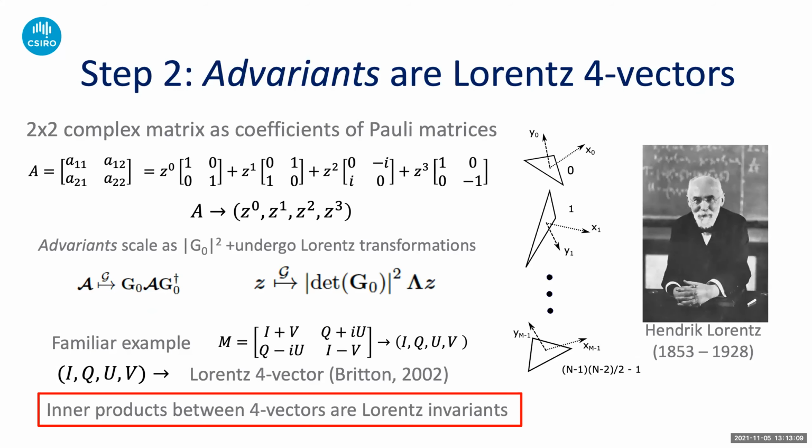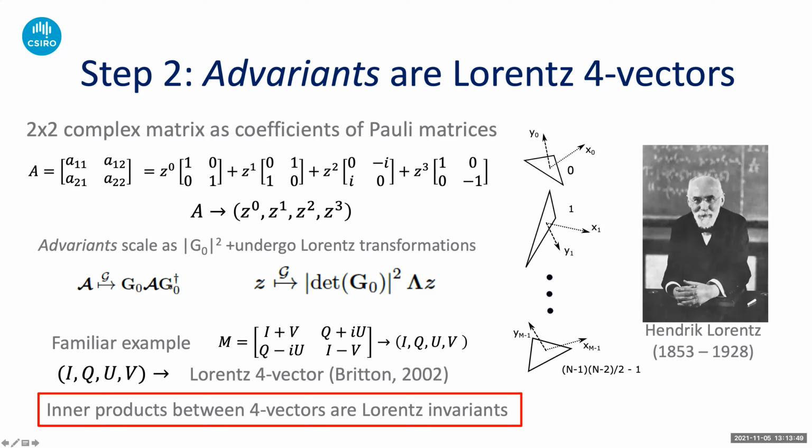The second step is a crucial step. It is about recognizing that these advariants behave, or transform, as Lorentz transformations when these antenna gains are applied on them, or they behave as properties that we associate with the Lorentz 4 vectors that we know from relativity. And this happens the following way. You could imagine that an advariant is a general 2x2 complex matrix, and you can break it down into a sum of Pauli matrices. So the coefficients in front of these Pauli matrices, if you put them together, form a 4-element vector as shown here.